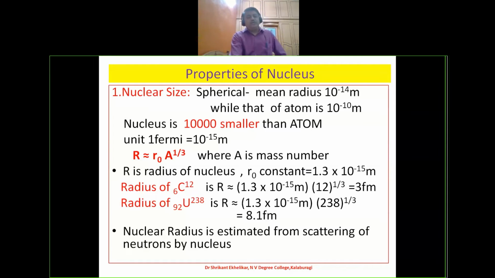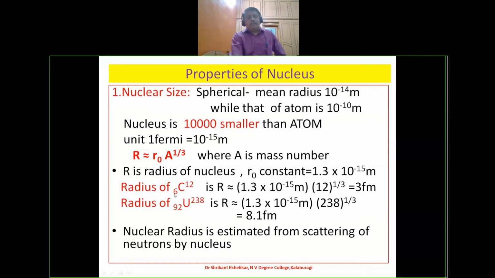That Fermi is equal to 10 raised to minus 15 meters, and the size of the nucleus is estimated by an empirical relation. A relation found as a result of many experiments says that r, the radius of the nucleus, is of the order of r naught, a constant, times a to the power 1 by 3, where a is the mass number. So using this relation, you can determine the radius of a nucleus.